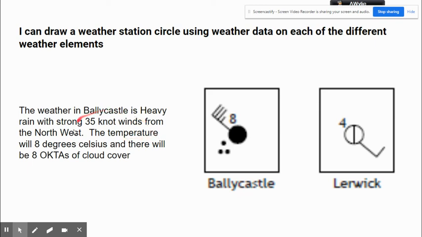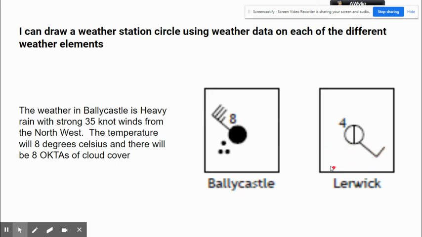However, you might not be given a written description. You might just get given a weather symbol like this one for Ballycastle or this one for Lerwick. We'll see that in another question. The first thing you should do is write out a description of the weather in your place. So Lerwick, it's 4 degrees, 1 octa of cloud cover, southeasterly wind, 10 knots, and no rain, because we've got no symbol here.